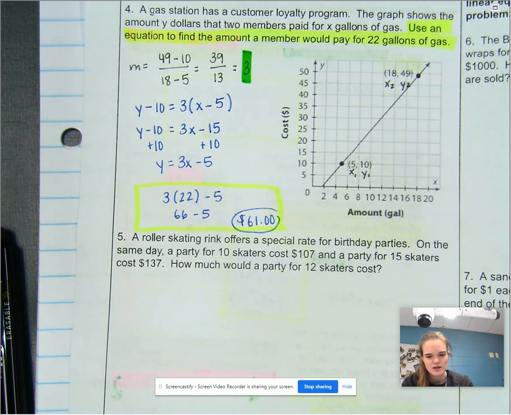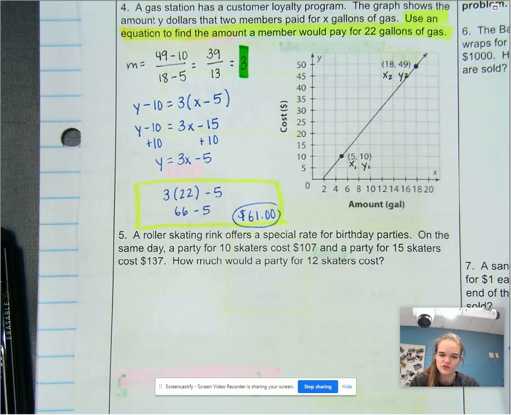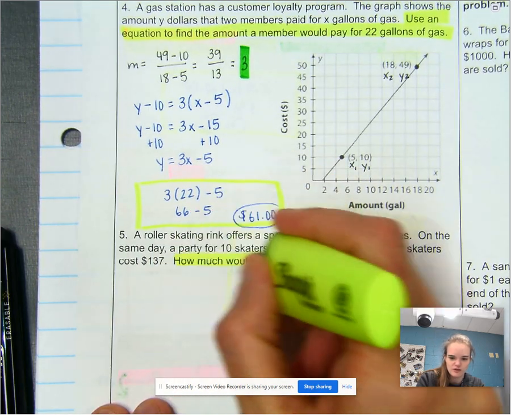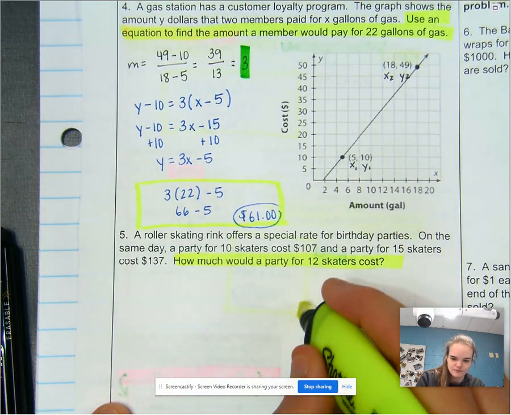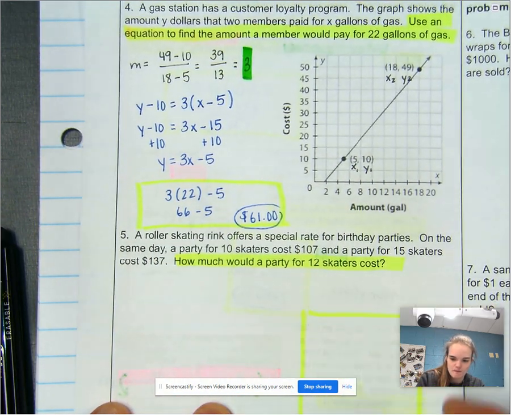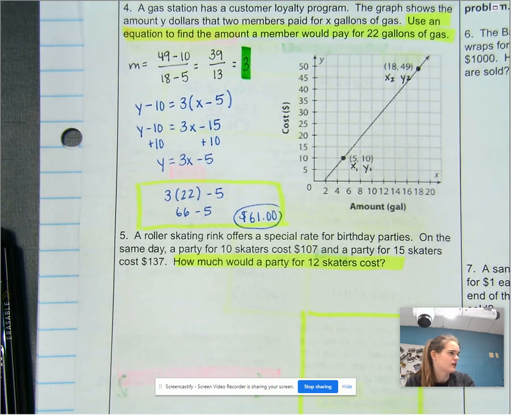Okay. Next, a roller skating rink offers a special rate for birthday parties. On the same day, a party for 10 skaters costs $107, and a party for 15 skaters costs $137. How much would a party for 12 skaters cost? This will be the final piece I have to answer. Let's solve the rest of it, though.